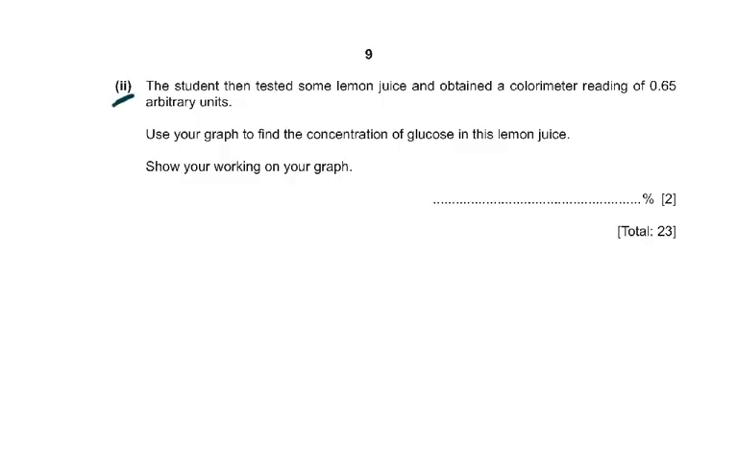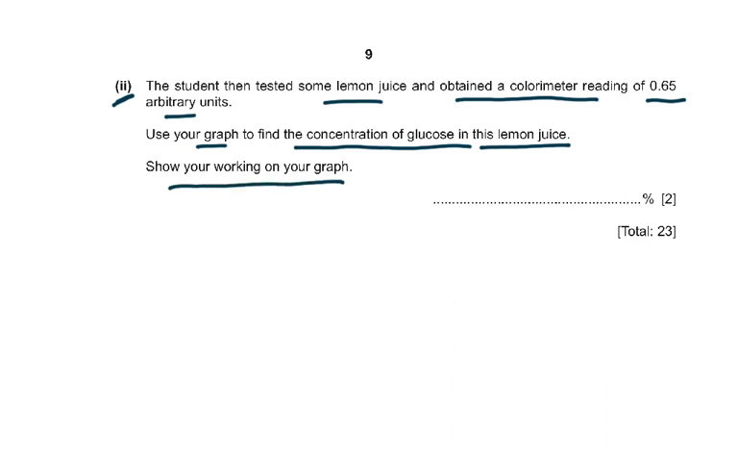Next is part 2. The student then tested some lemon juice and obtained a calorimeter reading of 0.65 arbitrary units. Use a graph to find the concentration of glucose in the lemon juice. Show your working on the graph. This is for 2 marks. So you have to show me the working on the graph, and then give me the reading. The unit has been given to you. So what are the 2 marks?